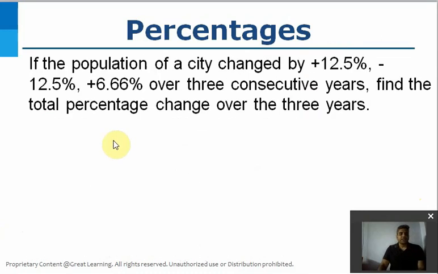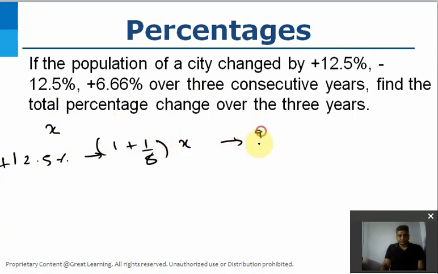Let us find similarly, suppose the population of a city is changed by these percentages over 3 consecutive years. We need to find the total percentage change over the 3 years. Now 3 changes have been made. Suppose whatever the population is, it was x. 12.5% is nothing but 1 by 8, and it is an increase, so 1 plus 1 by 8 into x, that becomes 9 by 8 x after the first change.